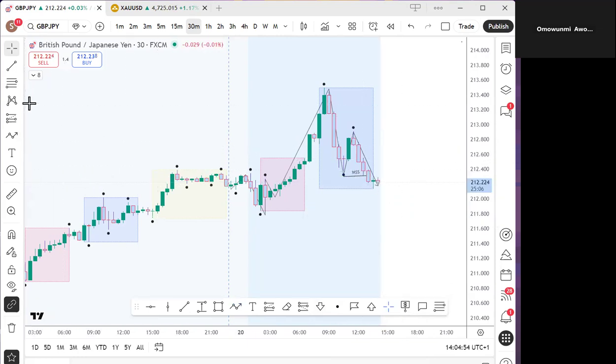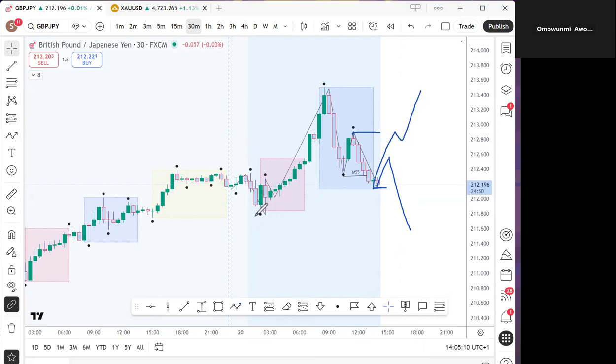Okay, so what is our last valid range? Our last valid range is between these lows here and these highs here. So what do we expect? We expect price to pull up and then continue going down. And what is the risk? The risk is that price could actually pull up and then just continue going up.